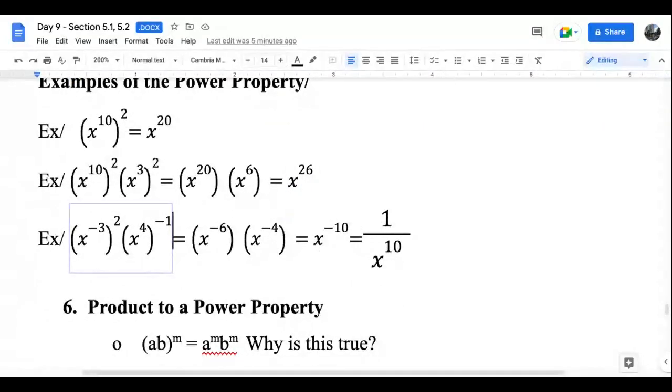See this one. This one will have a negative exponent in it. So x raised by negative 3, then raised by square. Then x raised by 4, then raised by negative 1. First, let's multiply these 2 layers of exponents. So that becomes x raised by negative 6 times x raised by negative 4. We can add those two, and we get x raised by negative 10. Negative indicates it goes to the denominator, so we can write that as 1 over x raised by 10.